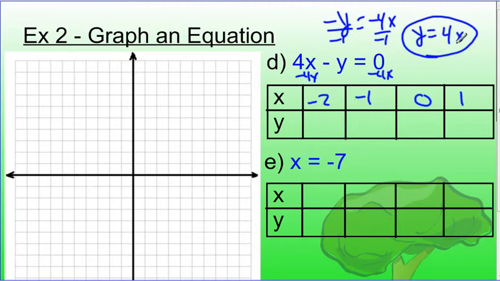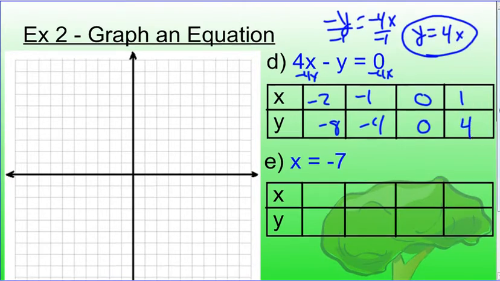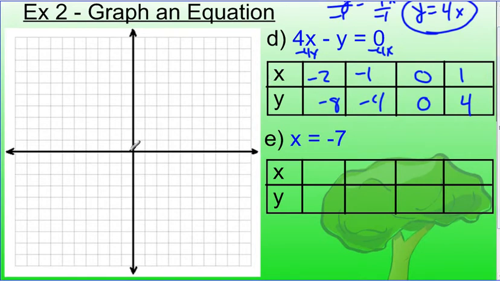Negative 2 in for x. So we take 4 times negative 2 is negative 8. Negative 1 in for x. 4 times the negative 1 is negative 4. 4 times 0 is 0, and 4 times 1 is 4. That was pretty easy.